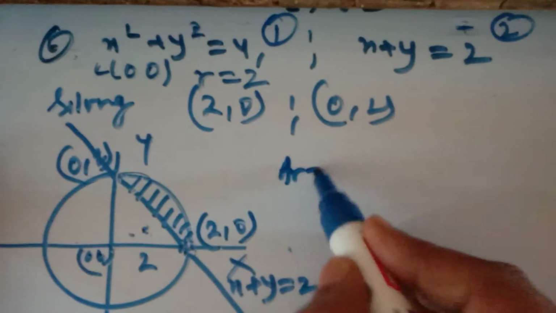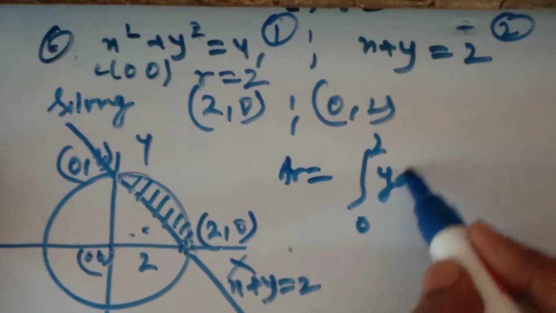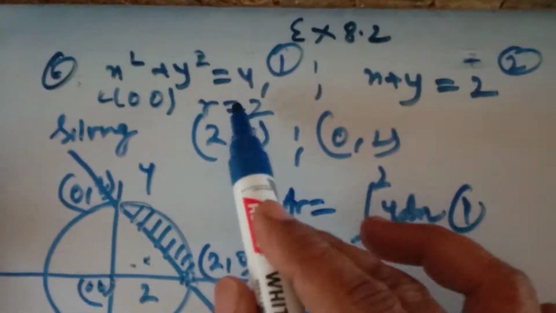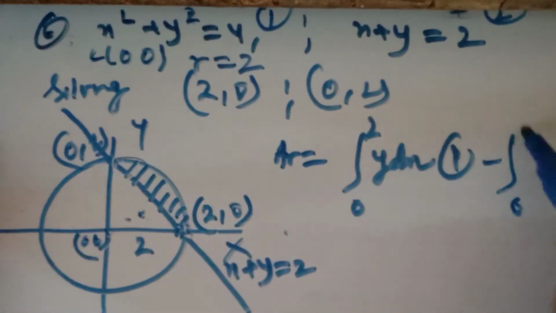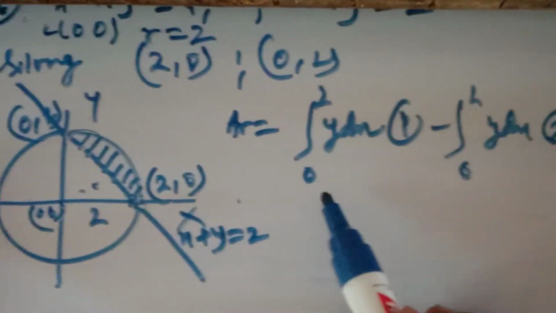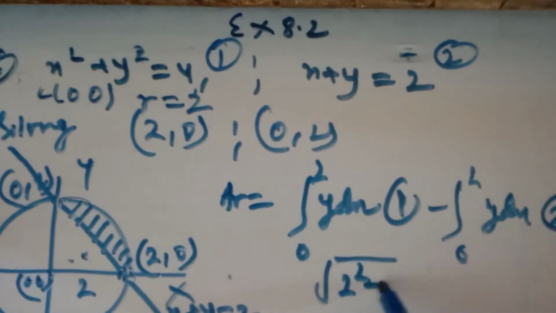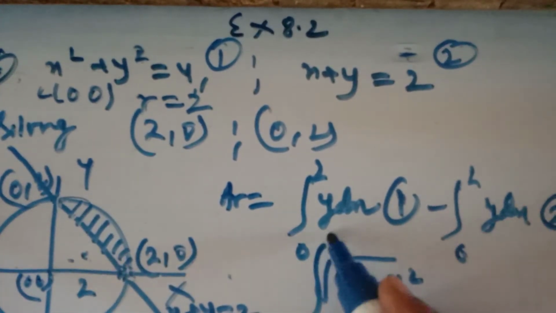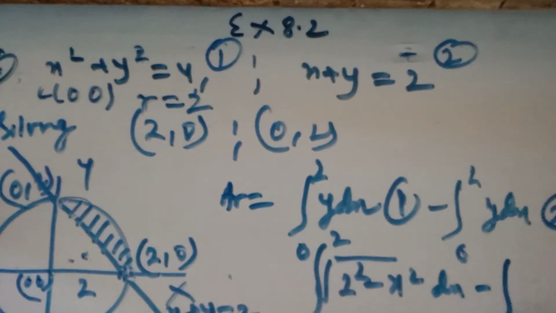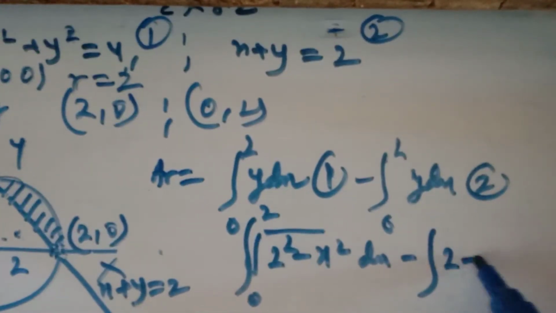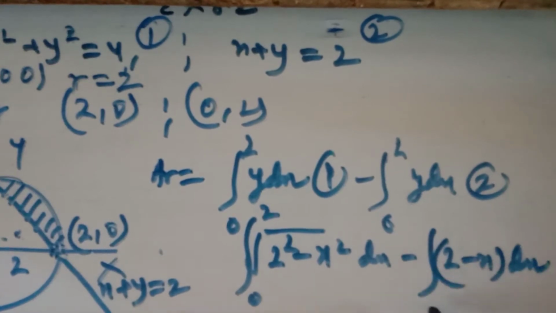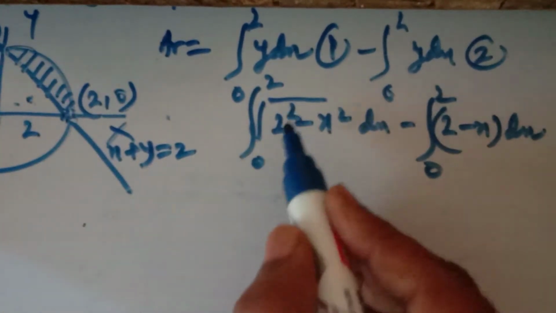The required area is the integral from 0 to 2 of y with respect to x of the circle, minus the integral from 0 to 2 of y with respect to x of the straight line. So the value of y of the circle is under root 4 minus x square, that is 2 square minus x square, which is a special integral, minus y of the second, 2 minus x, with respect to x from 0 to 2. You can easily find this area, so simplify it as a special integral.